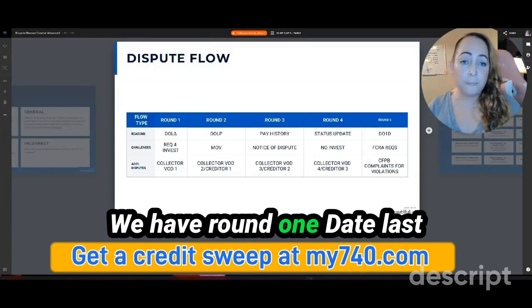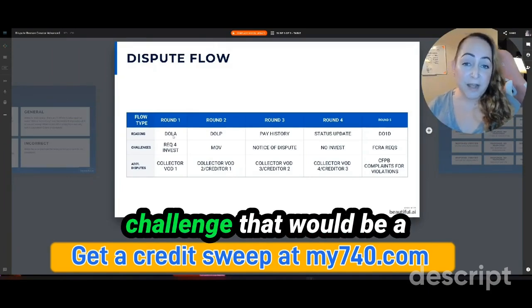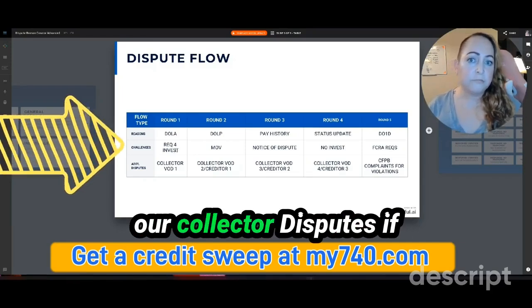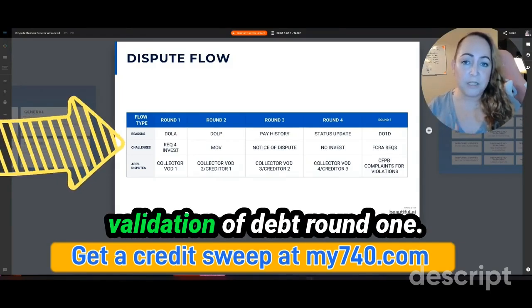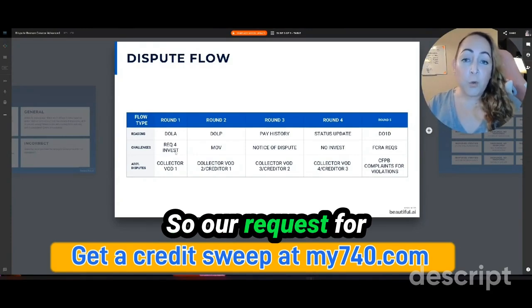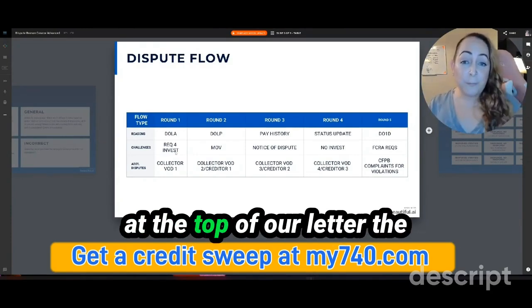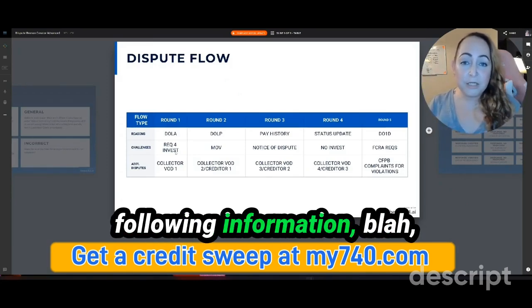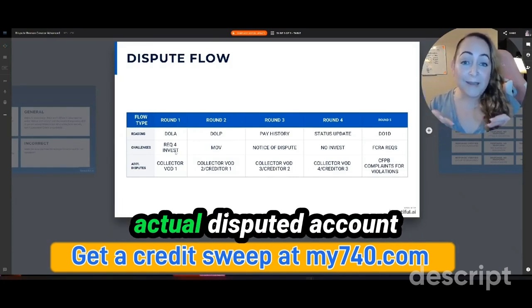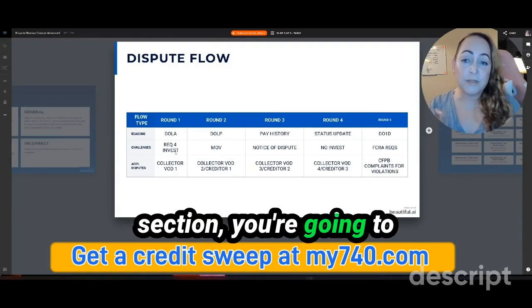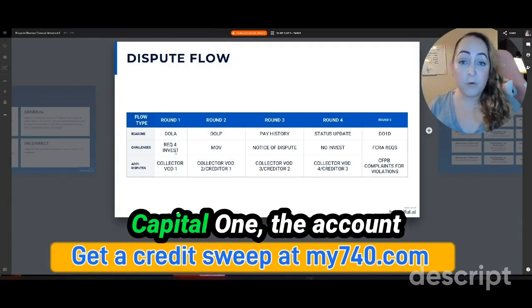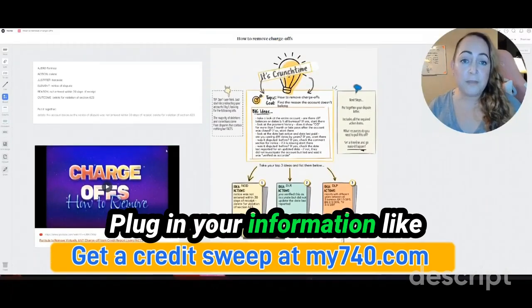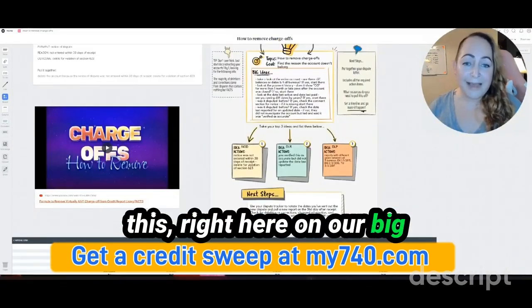We have round 1, date last active. And if we're going to challenge, that would be a request for investigation. And we can also send out our collector disputes, if we have any of that, for validation of debt in round 1. So our request for investigation is going to go at the top of our letter. The text right there is going to say, please investigate the following information, and so on. And then in your actual disputed account section, you're going to put the creditor name, like Capital One, the account number, like 517, and you're very simply going to plug in your information like this right here on our big idea and our next steps.